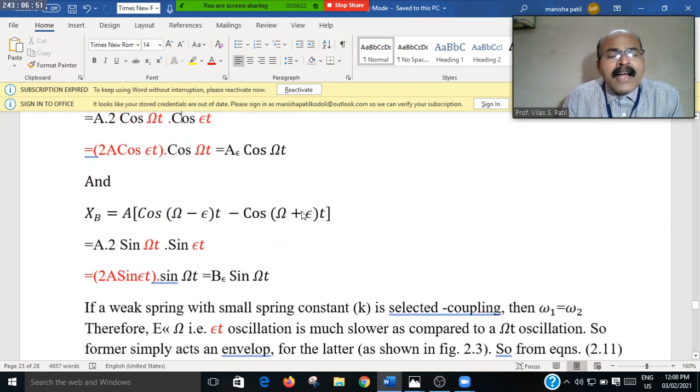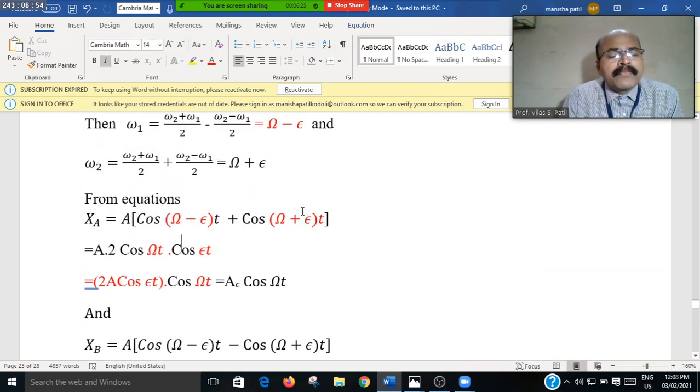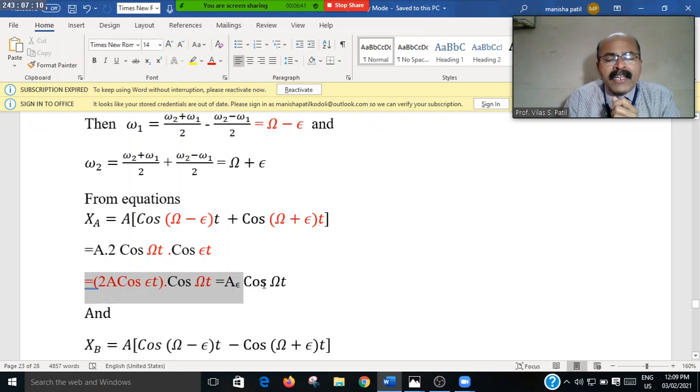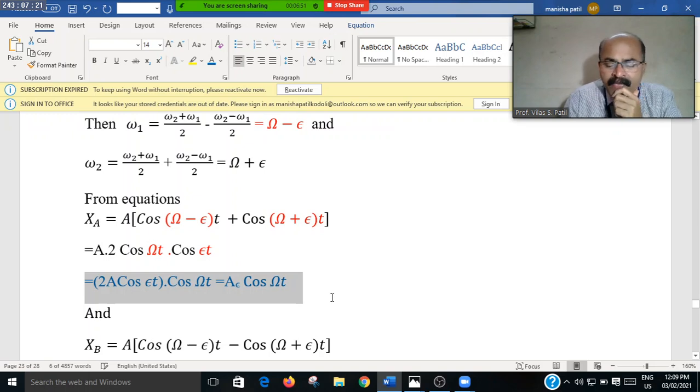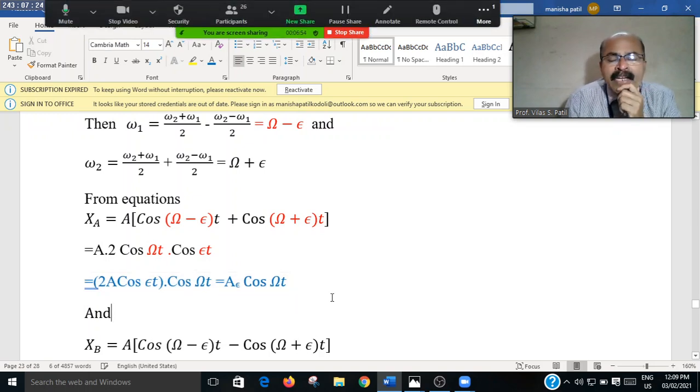Okay, friends, in the last lecture we came to here. That is, we put the values of omega 1 and omega 2, that is, omega minus epsilon and omega plus epsilon, and from that we get this one equation, which will be shown in blue ink. This is the equation: xa is equal to 2a cos of epsilon t cos of omega t, which is equal to a cos of epsilon t cos of omega t.